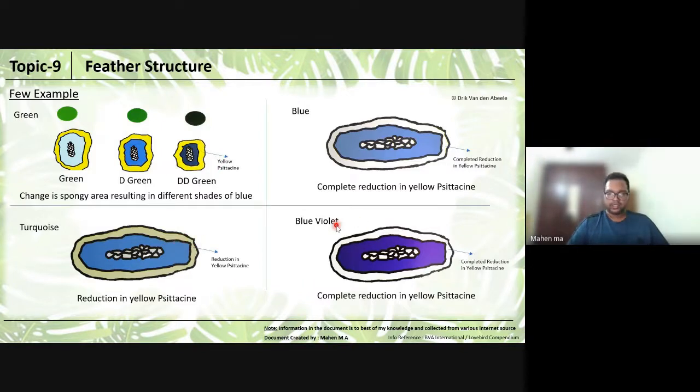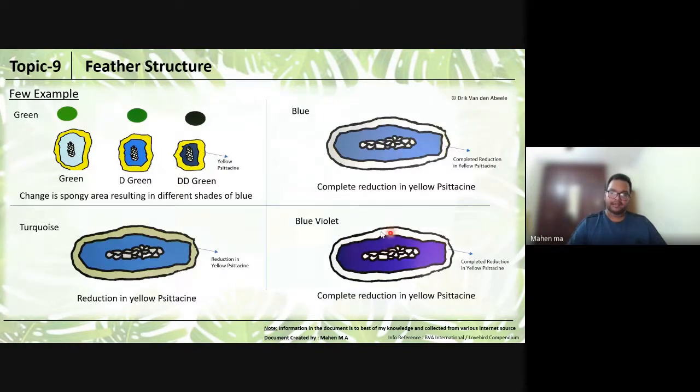And a violet bird also, you can see that because of the structural changes in the inner spongy layer, there is a violet light that has been created. And because of no yellow citizen present in the outer layer, the combination of these two will result in a violet bird.